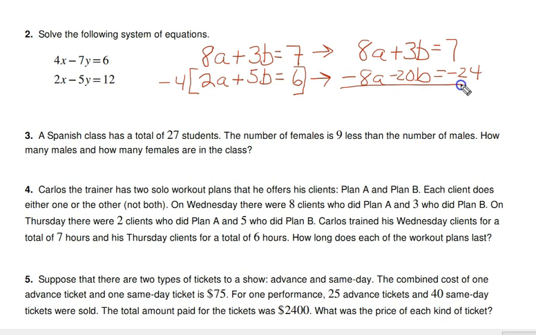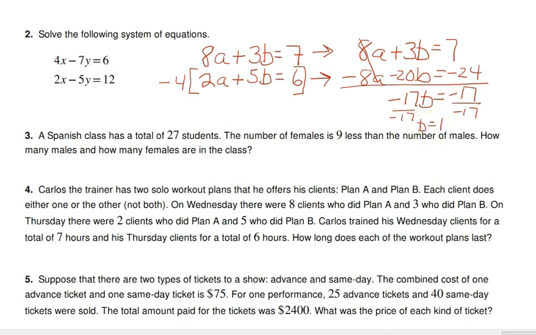Now, as we add these up to eliminate one of the variables, this is 0. This is a negative 17b. Adding this up is a negative 17. So if I divide by a negative 17, I get b equals 1. So we now know that the B version takes 1 hour.